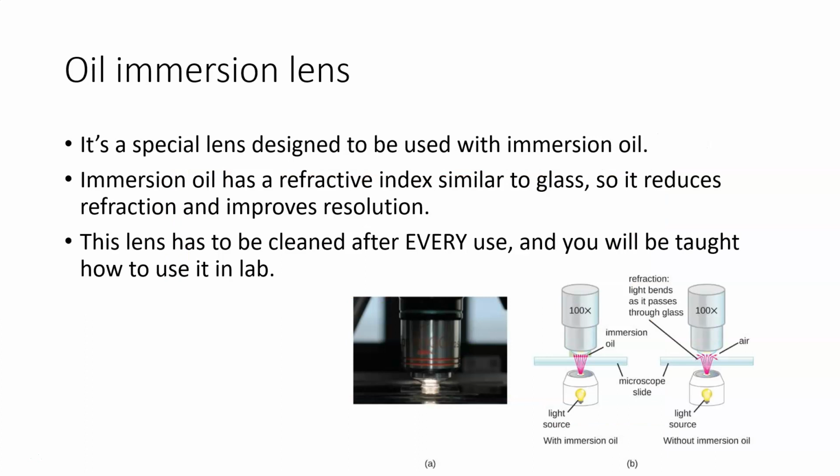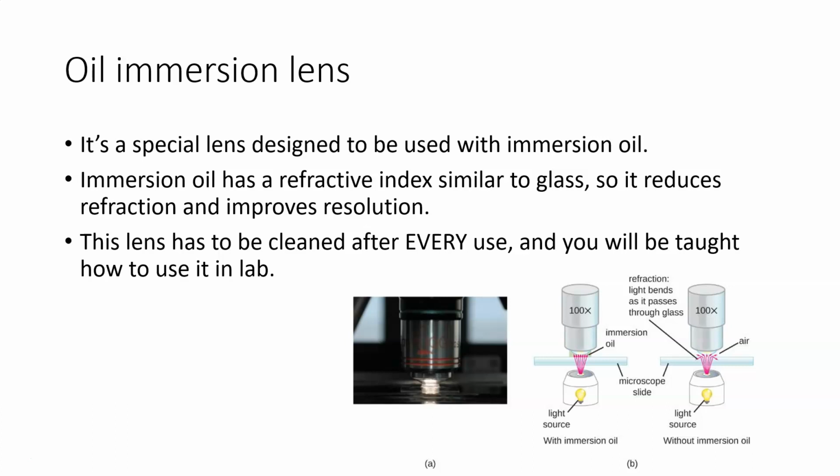Okay, another thing that comes in. Usually in A&P, you do not get to use the oil immersion lens. And very often in freshman bio, they don't want people using the oil immersion lens because it's a lens that takes a lot more maintenance than a traditional objective lens. The oil immersion lens on our microscope magnifies by a factor of 100.